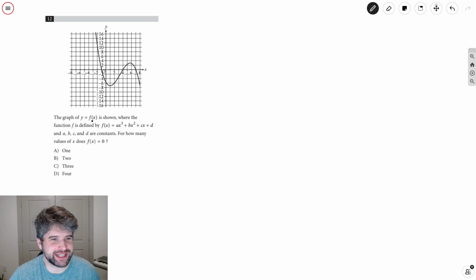All right, so we've got a graph here in question 12, and it says the graph of y equals f of x is shown, where the function f is defined by, oh gosh, f of x equals ax cubed plus bx squared plus cx plus d, and a, b, c, and d are constants. For how many values of x does f of x equal 0? Pause the video and see if you can figure this one out.